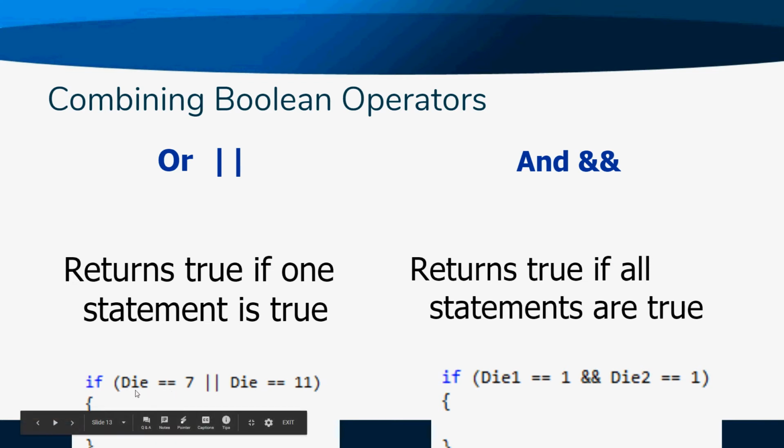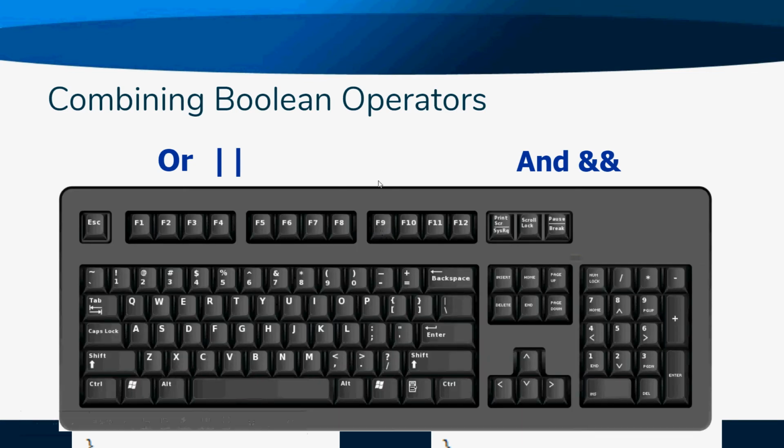Here is an example. Suppose I have a dice value, and if my dice is 7, or I think I have this exact example later on, so I'm going to show you this first.